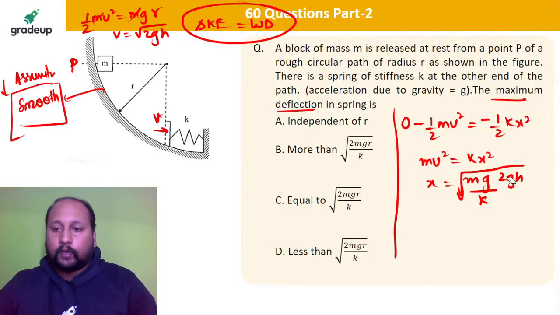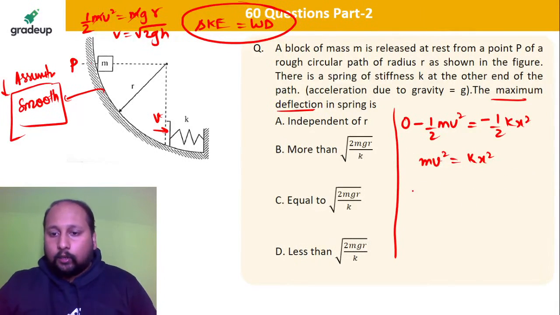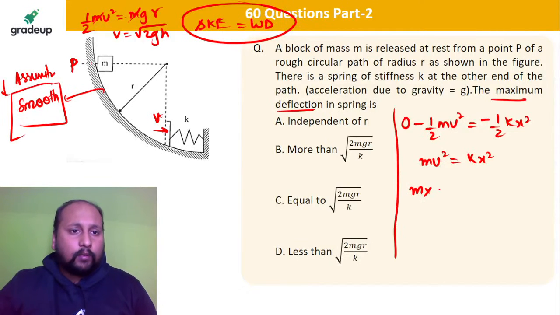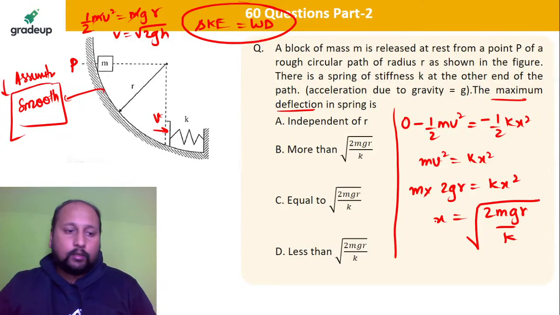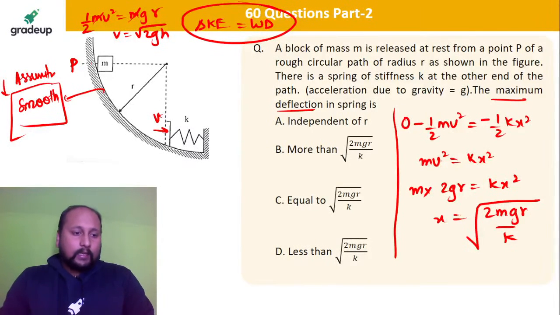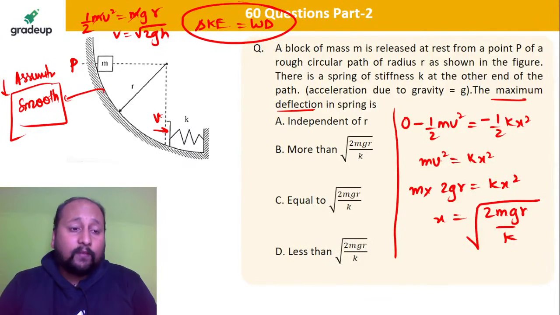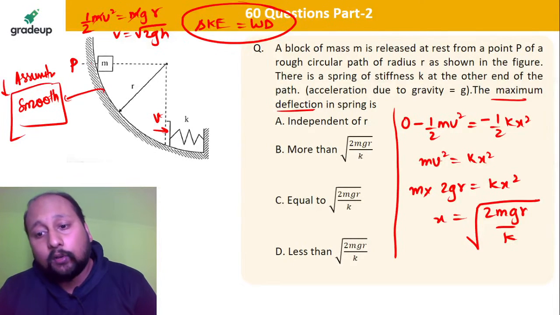Let me write it over here so that every value will have clarity. So m into v square is 2 into g into r, that is equal to k into x square. So x is equal to 2mgr by k. This is the solution, that is the deflection in the spring. But my dear friend, this deflection is only happening if I am assuming a smooth surface. If I assume a smooth surface, then only you are having this deflection.